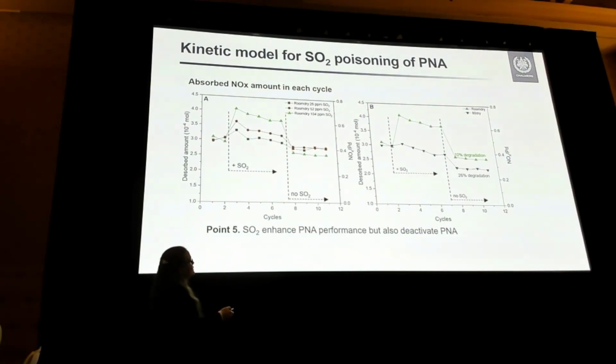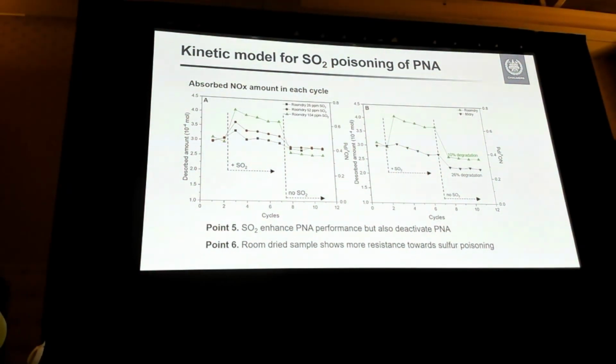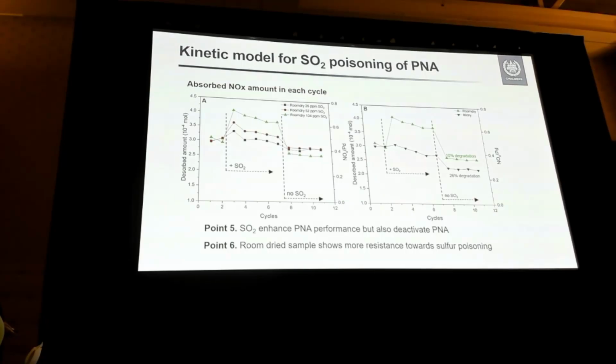And we can see here that after sulfur, the room dry sample had 10% degradation compared to the initial, but it was 26% with the 80 degrees sample. So SO2 enhances the NOx performance. Also, the room dry sample was more consistent.